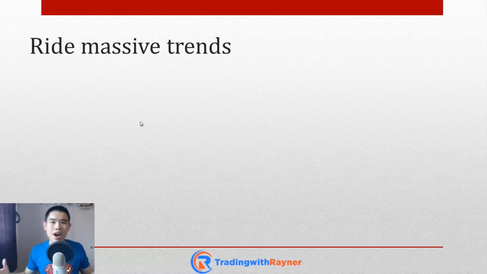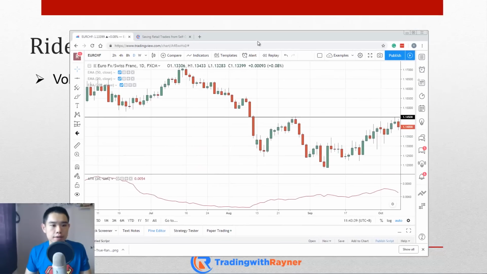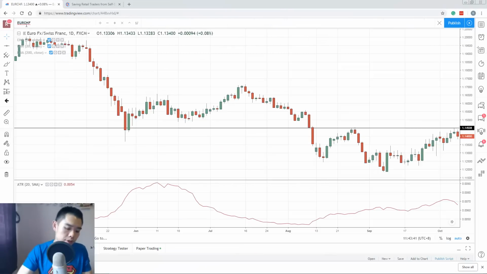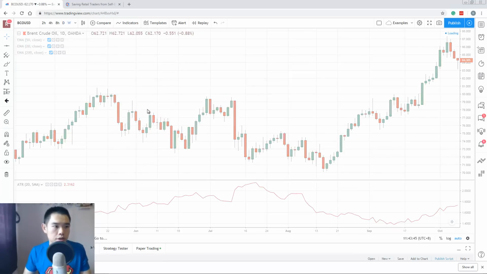And finally, how do you ride massive trends in the market? Okay, so the ATR indicator is a volatility-based indicator, but at the same time, it can be used to ride trends in the market as a volatility-based trailing stop loss. So let's say, for example, let's look at just one market, Brent crude oil. Let's look at the weekly.